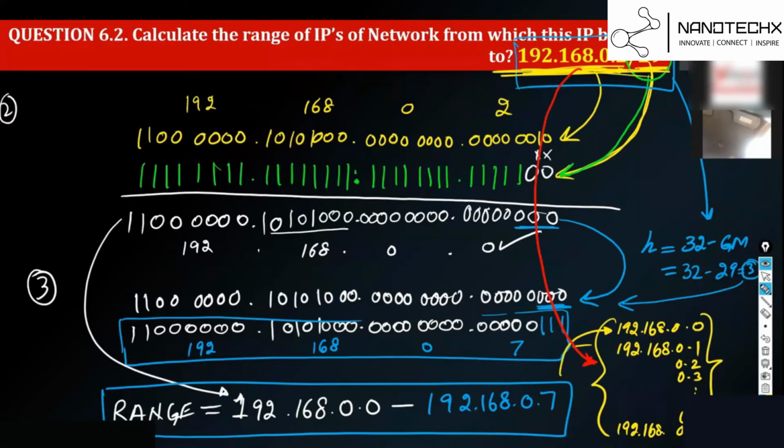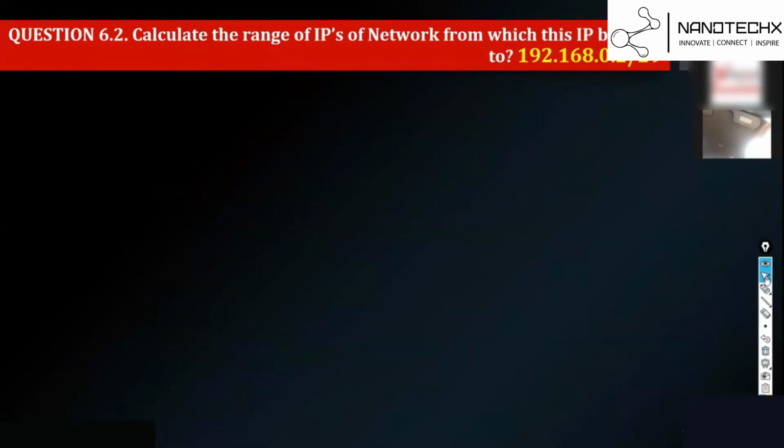So let's do another example. Now you guys have to tell me step by step. Yes, Sheila, the range starts from the first one, but usable IPs are the ones which we can assign to the hosts. So let's do it again.